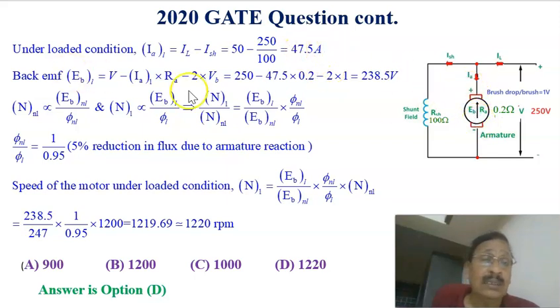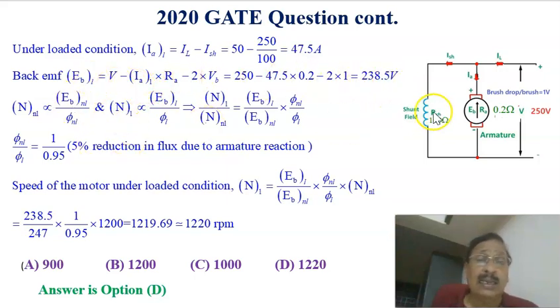Therefore, here the corresponding back EMF is equal to the terminal voltage minus the drop across the armature and the brush drop. Therefore, V, which is equal to 250, minus armature current calculated as 47.5 into armature resistance 0.2 ohm, minus brush drop equal to 2 into 1, or 238.5 volts. Therefore, the back EMF under loaded condition is equal to 238.5.